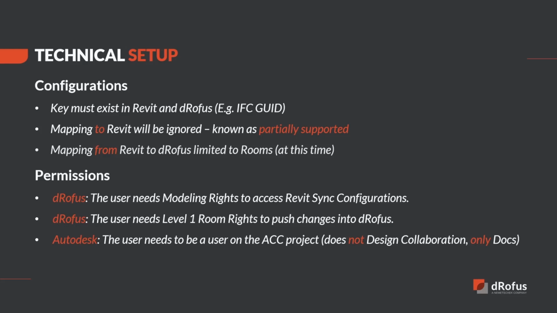On the Autodesk side, the user needs to be able to use ACC. They don't actually need a license of design collaboration to use our integration. They only need access to docs. Now you will need design collaboration to publish new design files. So if you're on the publishing of new design files team, you will need design collaboration. But if you're the consumer of that data and you're a dRofus user, all you need to do is be on the ACC project with read-only rights to the folders where the design files are located.